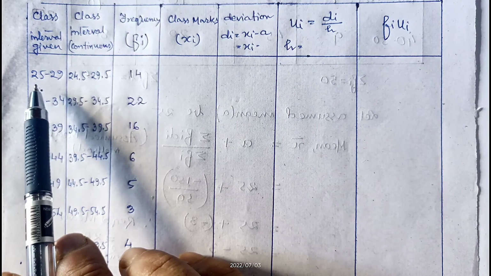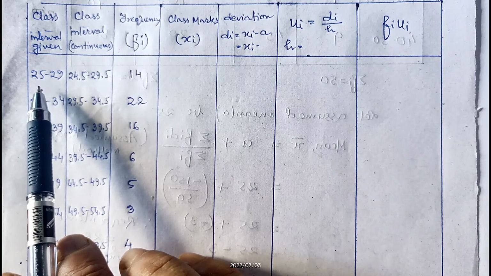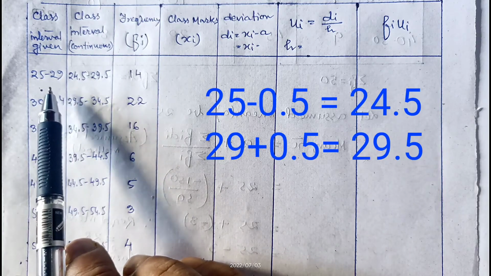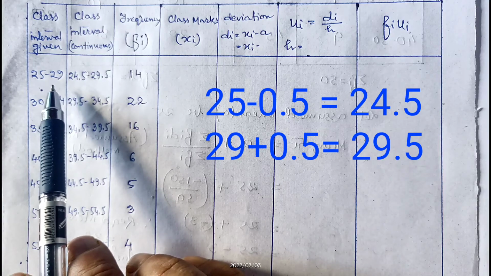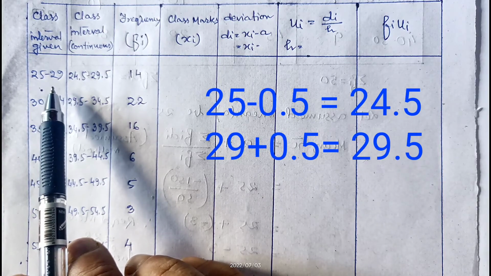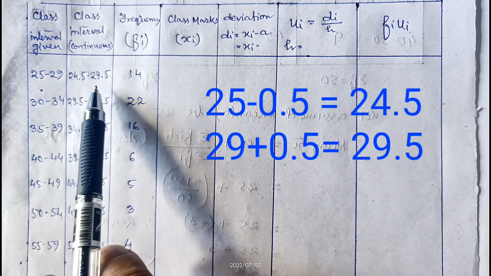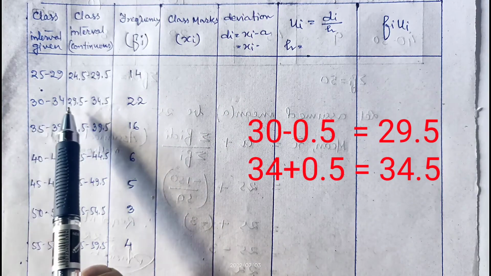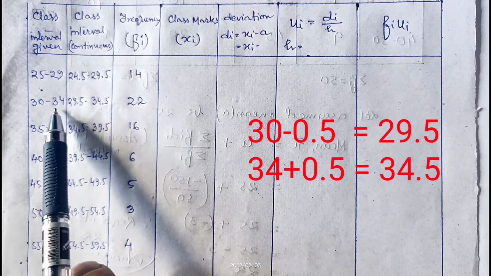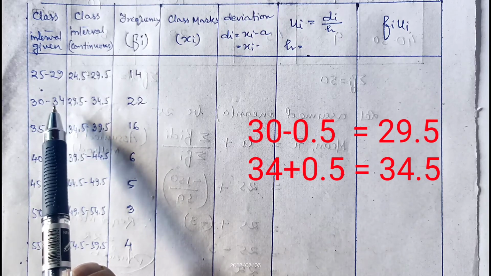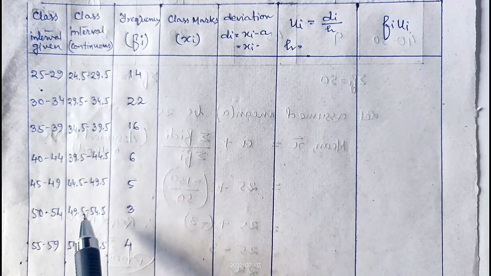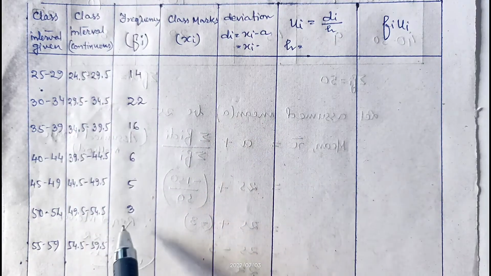So from the lower limit of each class interval we have to subtract the conversion factor. So 25 minus 0.5 will give 24.5, and we have to add the conversion factor to the upper limit. So 29 plus 0.5 will be 29.5. Similarly, from 30, if we subtract the conversion factor, it will be 29.5, and if I add 0.5 to 34, it will become 34.5. In this way we will get continuous class intervals, and these are the frequencies.